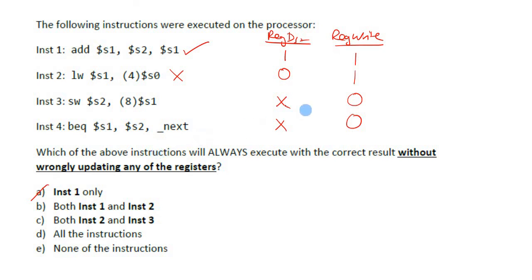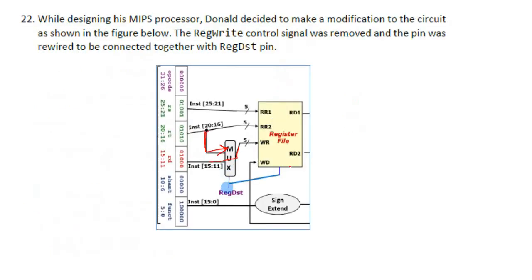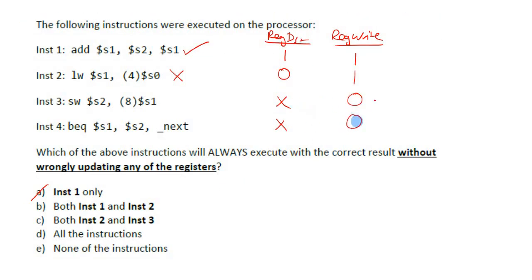Because if this happens to be 1, and since register destination is tied to register write, I may accidentally write the register. That is why store word and BEQ are also potential hazards here. So only the add instruction is able to ensure that it will still carry on executing correctly without wrongly updating any of the registers.